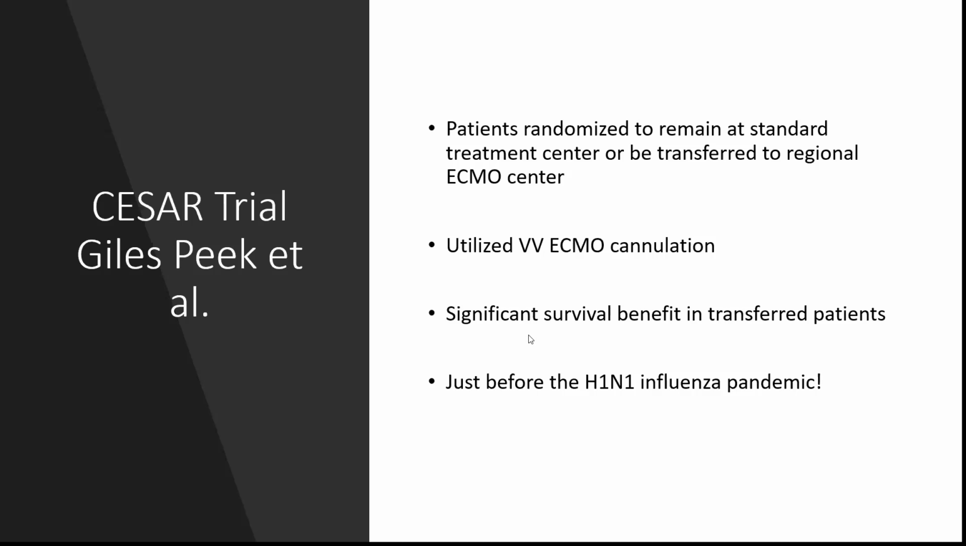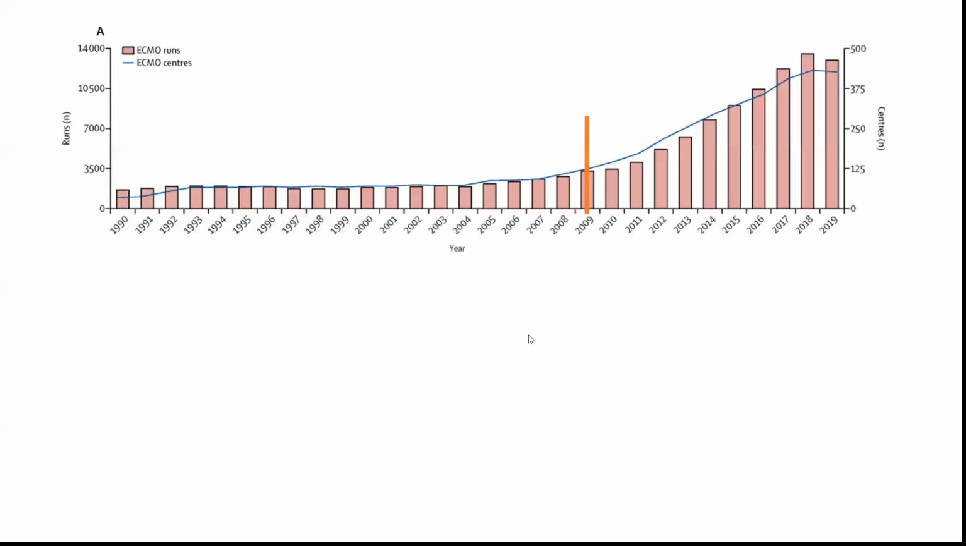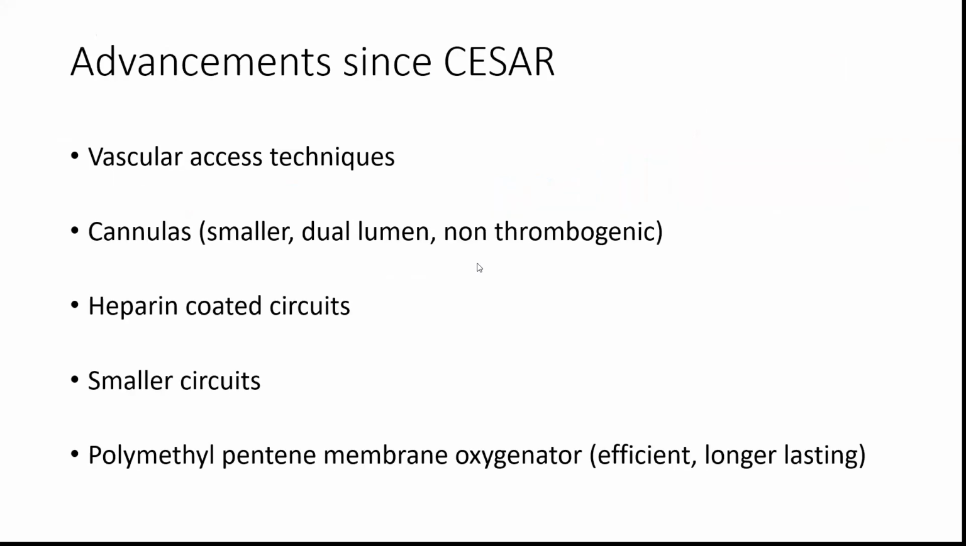And that's why during this pandemic and combined with the CESAR trial results, people started using ECMO, and there was a huge surge in ECMO usage in 2009. So you can see here, basically where this red line is, you just see an upward trend. This is the number of centers that used ECMO, and these are the number of runs that were being done. And again, this was a combination of what was happening at the time with the pandemic, as well as maybe some positivity from that CESAR trial.